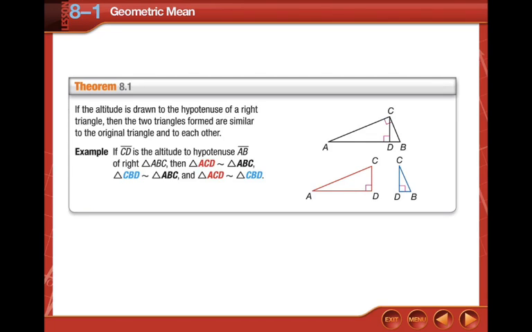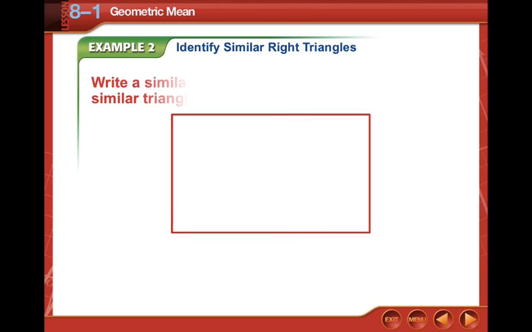Red ACD is similar to triangle ABC. A is the same angle both times. C for the red triangle is the next non-right angle, and B is that for the black triangle. And then same for D. D is the right angle, and C is the right angle for the black triangle. So you just have to match up, and that's what we're going to do for this next one.